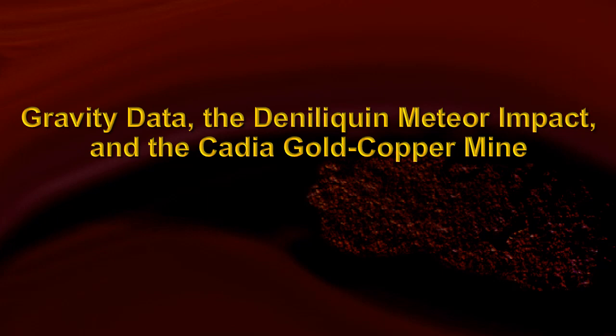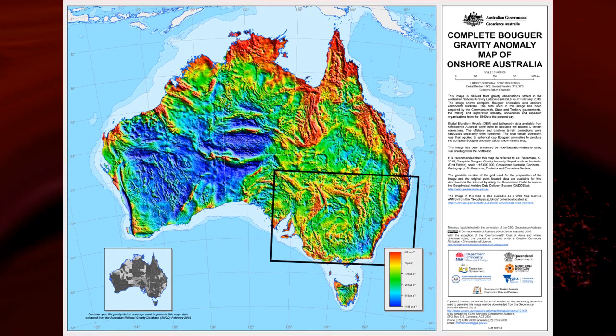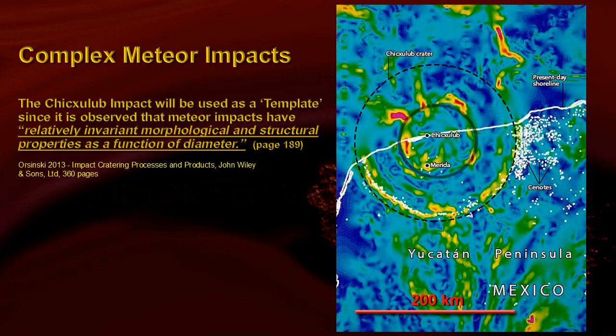Gravity data, the Deniliquin meteor impact, and the Cadia Gold Copper Mine. A gravity map for all of onshore Australia. Our area of interest, southeastern Australia. The Deniliquin meteor impact delineated using the Chicxulub impact as a template. The Chicxulub impact is located on the Yucatan Peninsula of Mexico.